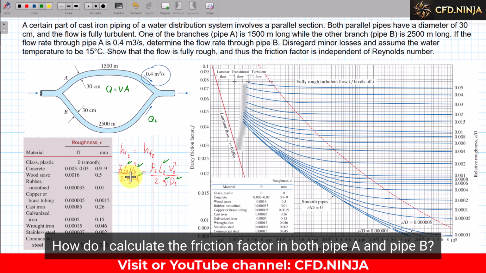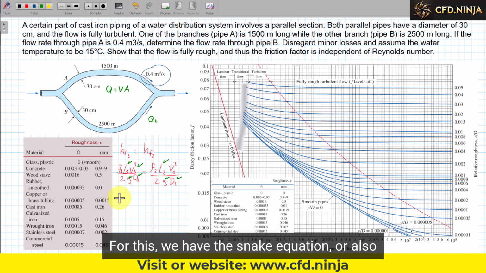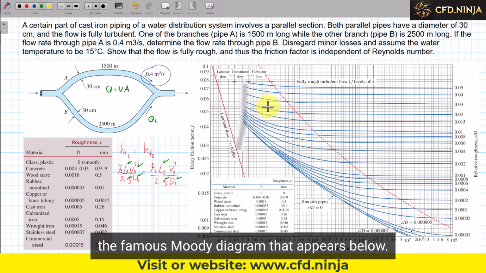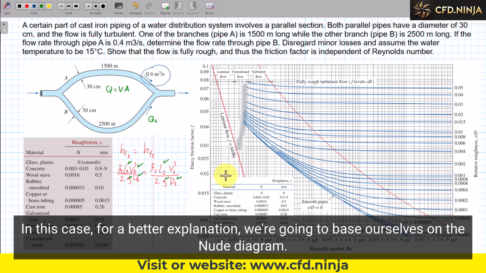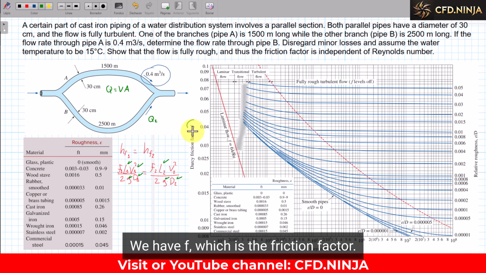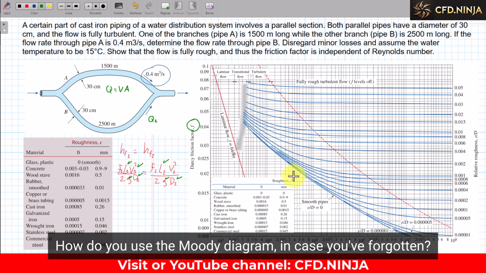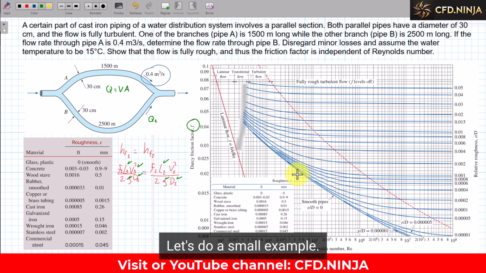How do I calculate the friction factor in both pipe A and pipe B? For this, we have the Colebrook equation, or also the famous Moody diagram that appears below. In this case, for a better explanation, we're going to base ourselves on the Moody diagram. We have f, which is the friction factor. How do you use the Moody diagram, in case you've forgotten? Let's do a small example.